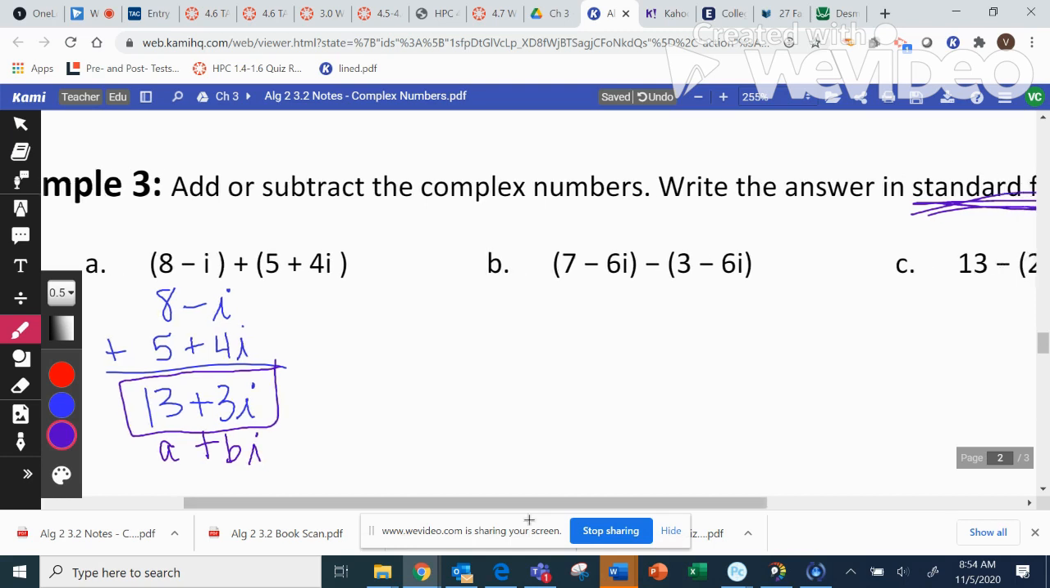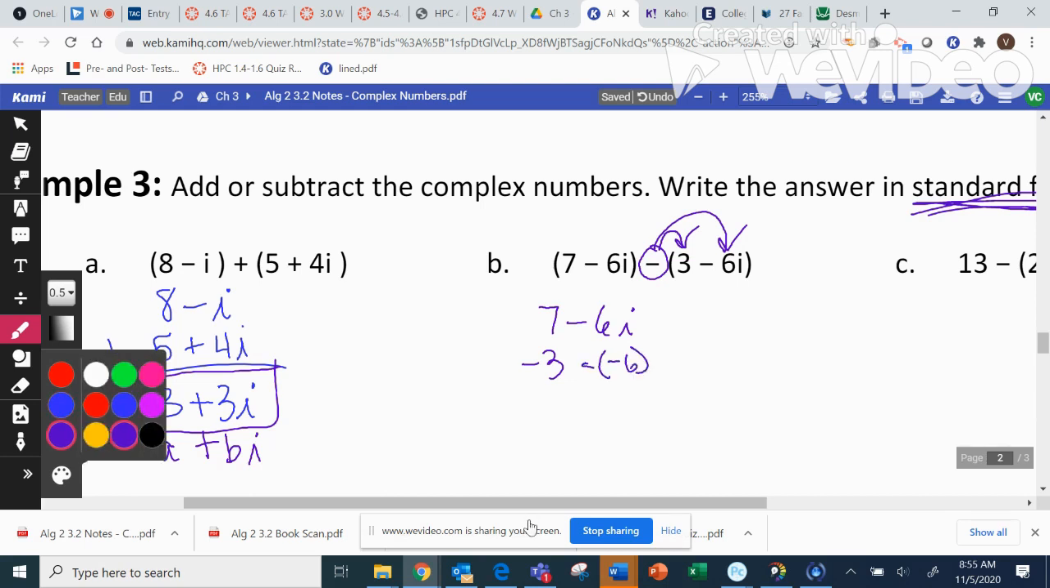This next one has a minus sign. So that means I have to minus the 3 and I have to minus the -6i. So I have 7 minus 6i. I have to minus the 3 and I have to minus the -6i, which is the same thing as adding 6i. Yeah, I forgot my i.